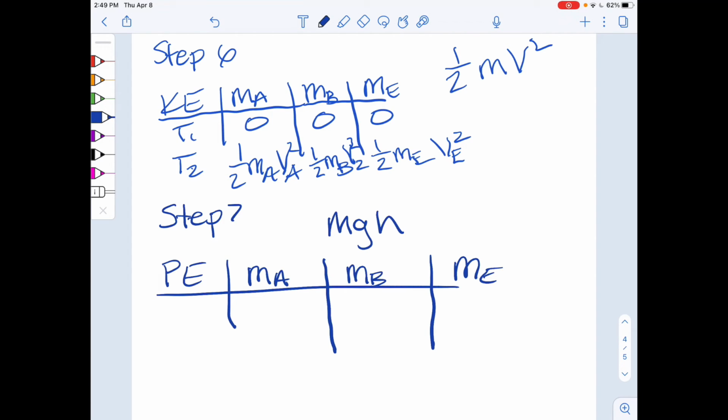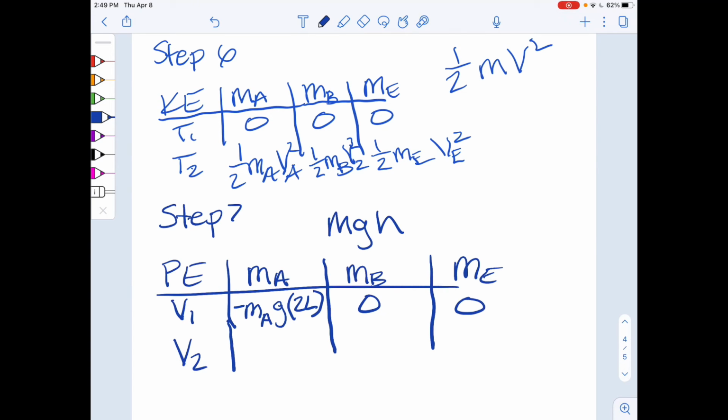So for MA, the starting position is below the reference point. And so your V1 will be negative MAG, and the length of that rod is 2L, so that will be your height. And then for mass B and E, they're at 0 because they're at the 0 reference point.